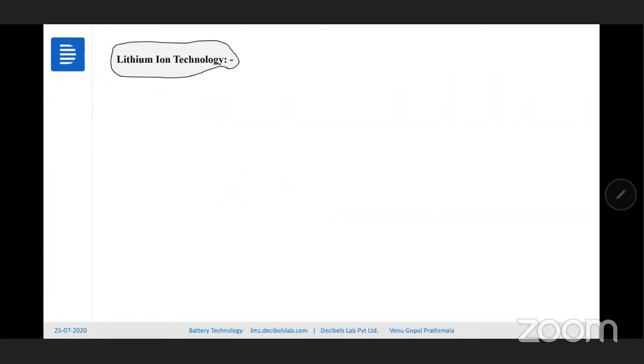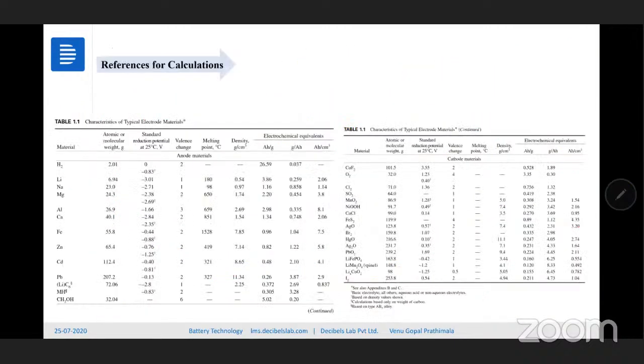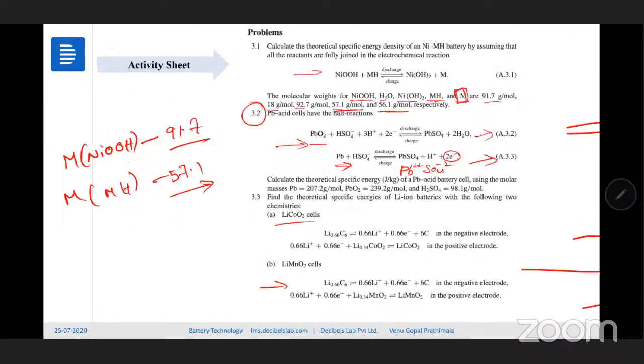So moving ahead, we have the third question, that is a lithium question, lithium technology. In the last session, we did one question, and now we are going to do the second one.